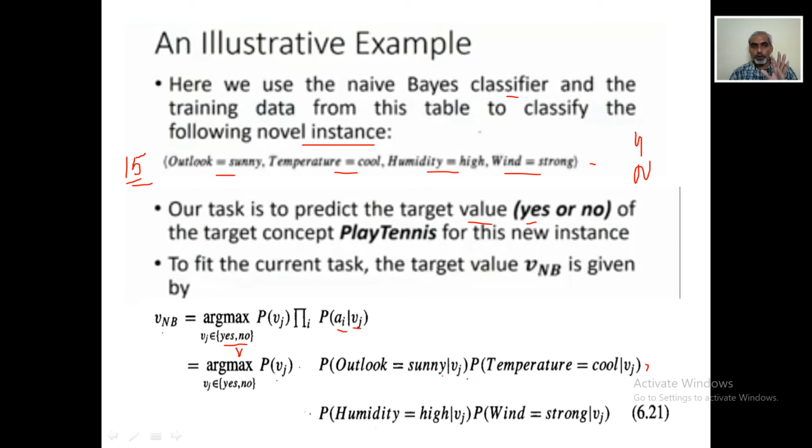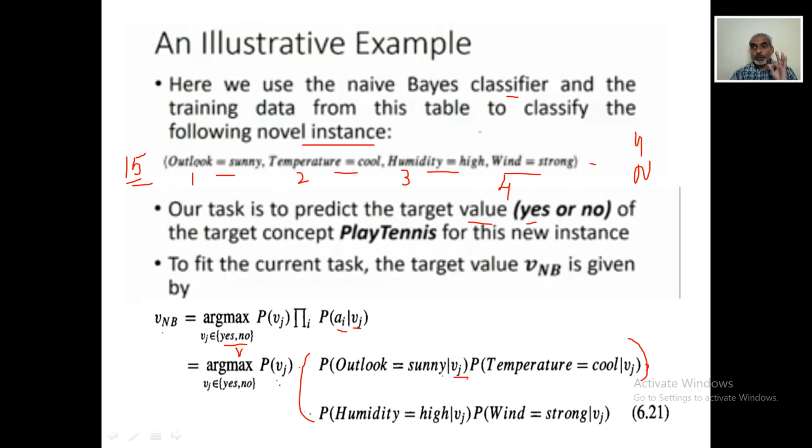So see here, 1, 2, 3 and 4 attributes are there. Now you are going to find the probability of each attribute with respect to Vj. With respect to Vj means Vj has got 2 values. One is yes and one is no. Clear? One is yes and one is no, and you are going to find this entire product, multiplied with the probability of Vj.